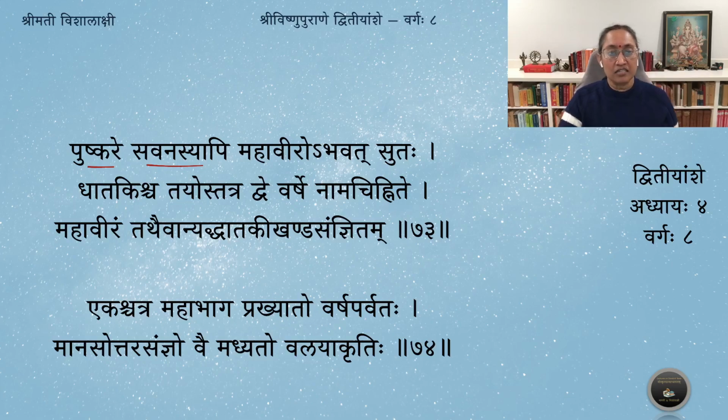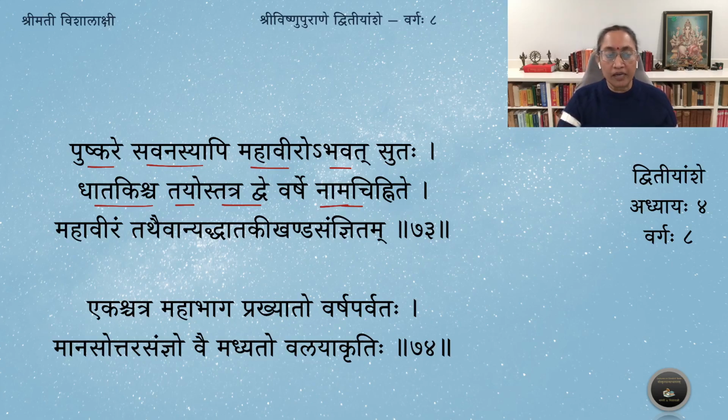He has two sons, Mahaviraha Dhatakihi cha abhavat sutaha tasya. He had two children. Their names were Mahavira and Dhataki. So with this itself we know that Pushkaradvipa has been divided into two regions. Tayoho tatra dve varshe nama chinhite. There are two regions which have been marked by the names of those two children.